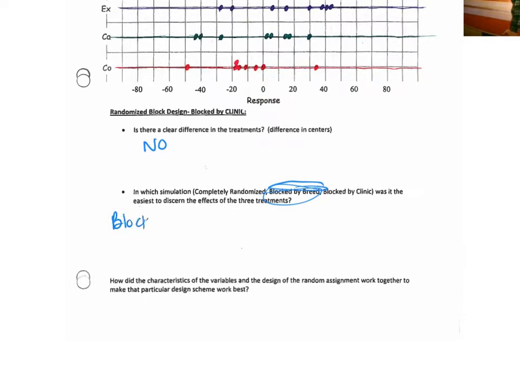And then, sometime whenever I wrote this paper, I wrote this little question here, and I'm thinking in hindsight, what the heck was I going for there? I don't know, so let me think about it. How did the characteristics of the variables and the particular design work together? I don't know what I was going for there.